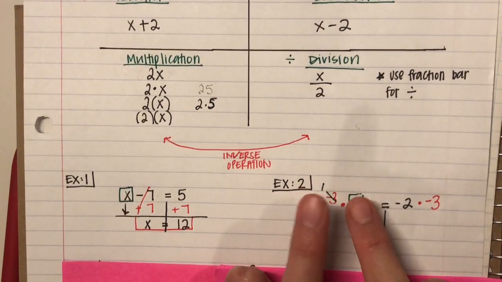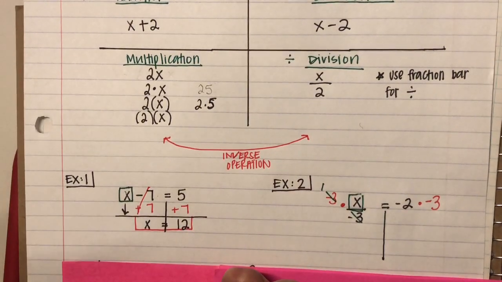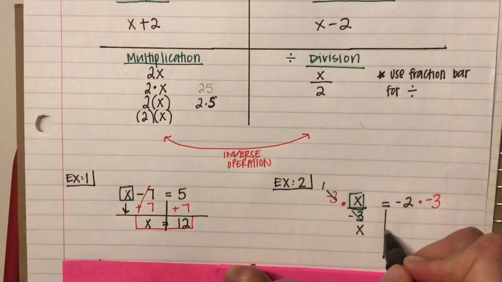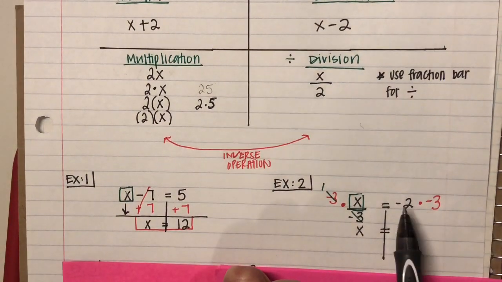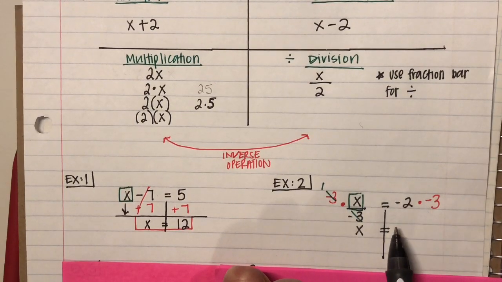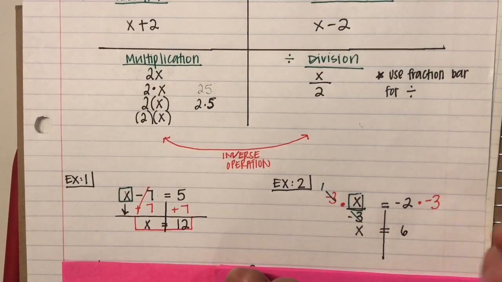But remember, that coefficient of 1 is invisible in math, so I can just write x, which is the same thing as 1x, is equal to negative 2 times negative 3. A negative times a negative makes a positive, and 2 times 3 is 6.